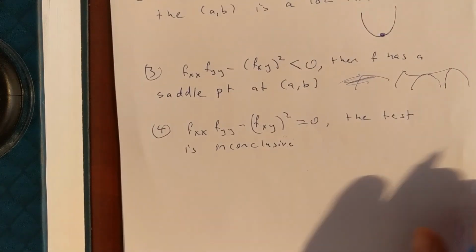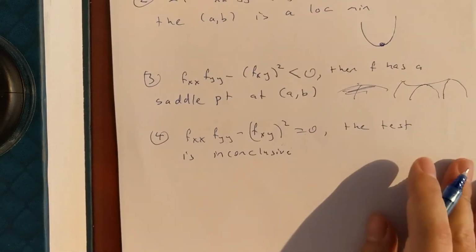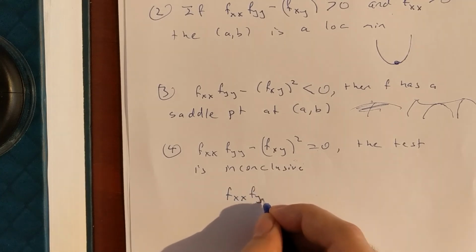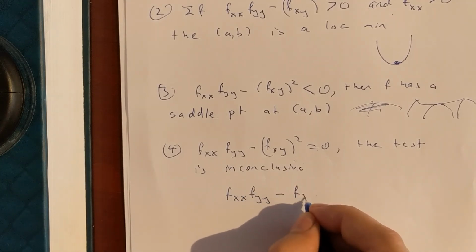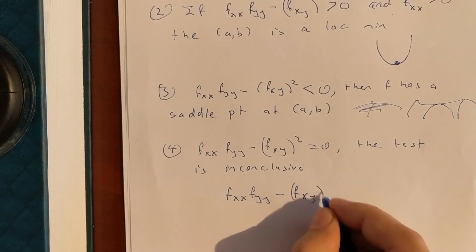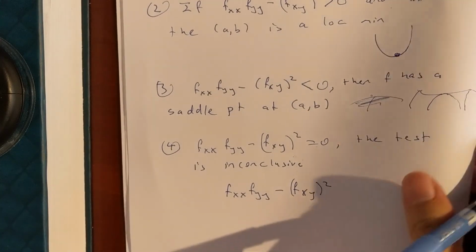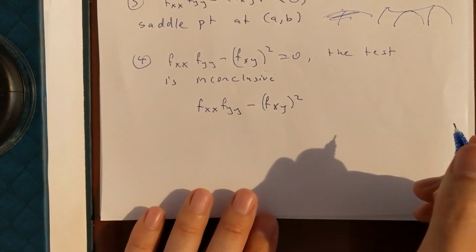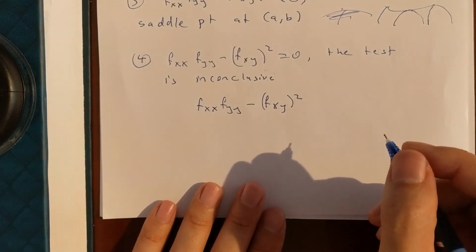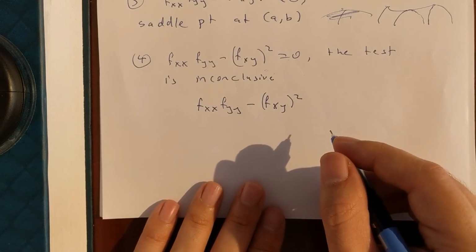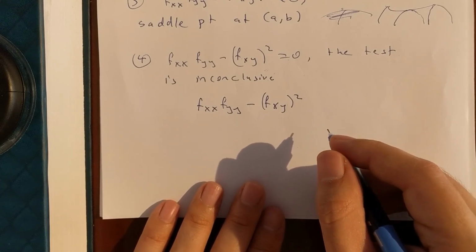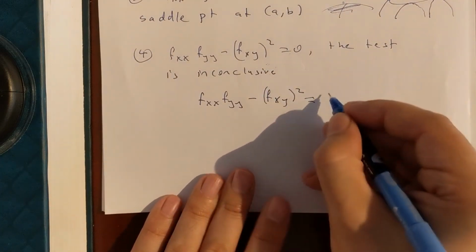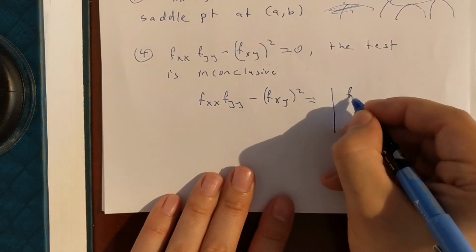So where does this term come from? What is this term fxx times fyy minus fxy squared? Well, why is it called a discriminant? Because it's a discriminant of a matrix. So if you know a little linear algebra, I'm going to write down the determinant for you. If you don't, that's fine. Just memorize it. So this is actually the determinant of this.